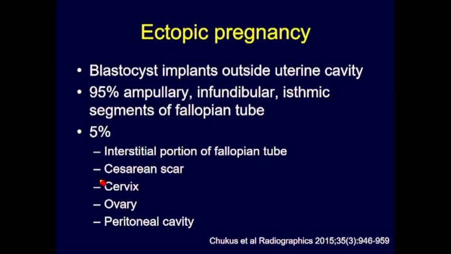So a brief review of ectopic pregnancy is what I want to discuss first. Everyone knows that this occurs when a blastocyst implants outside the uterine cavity. Most commonly, the blastocyst will implant in different portions of the fallopian tube as listed here, the ampullary, infundibular, or isthmic part of the tube, and much less common, the blastocyst will implant in the interstitial part of the tube, at the cesarean scar, in the cervix, the ovary, or the peritoneal cavity.